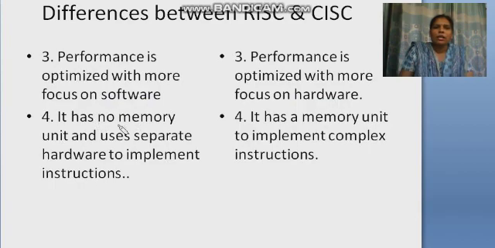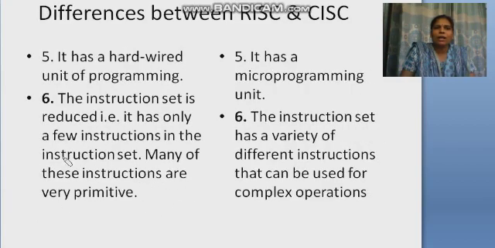In case of RISC, the architecture has no memory unit. Since it does not have memory, it uses separate hardware to implement the instructions, or we can say it depends on external hardware for its implementation. But the CISC architecture has its own memory unit to store and execute all the complex instructions. So this is about the dependency on external things of the CISC and RISC architectures.